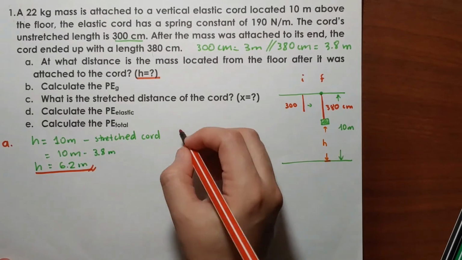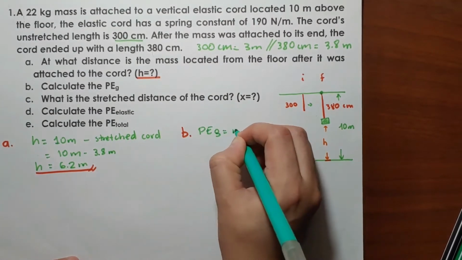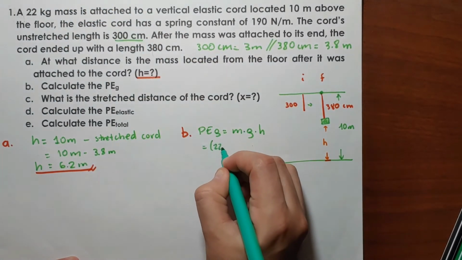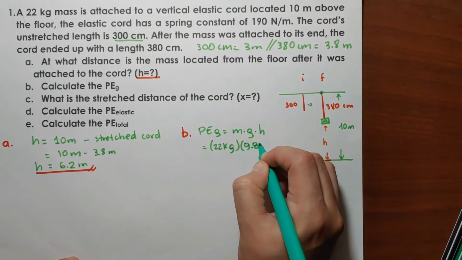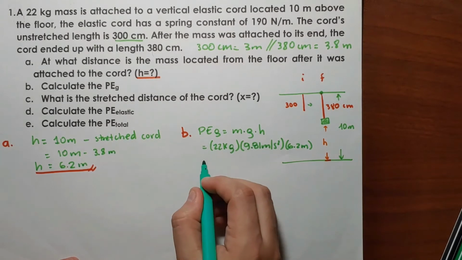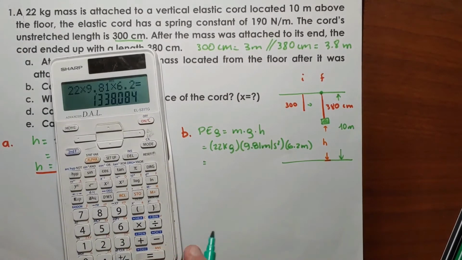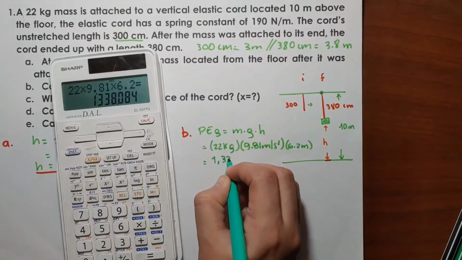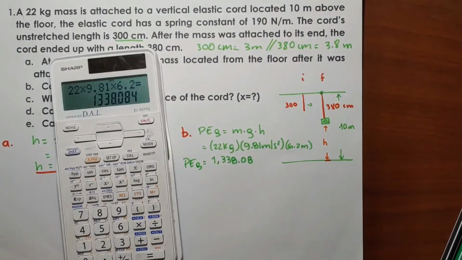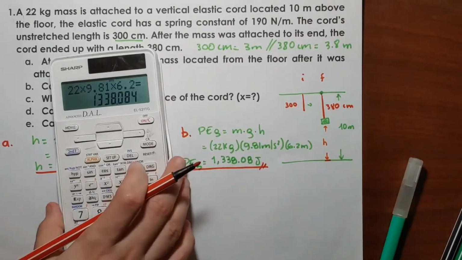Now, in part B, they are asking me to calculate PEG. PEG equals mass times gravity times height. Now, my mass, you know, it's 22 kilograms. Gravity, 9.81 meter over second squared, and height, what I just got, 6.2 meters. When you perform this in your calculator, you'll get 22 times 9.81 times 6.2, 1338.08. As we are talking about gravitational potential energy, remember energy is measured in joules. And voila, we have our second answer.